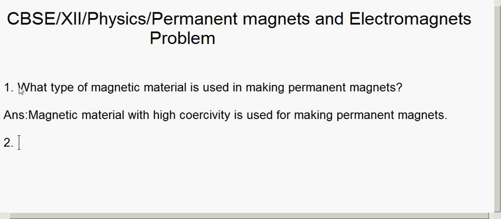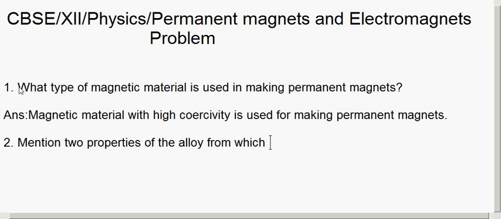Next one can be, mention 2 properties of the alloy from which permanent magnets are made. Same as the previous question. The alloy should be ferromagnetic type with high coercivity and also high permeability. So that is why I am telling it should be a ferromagnetic material.